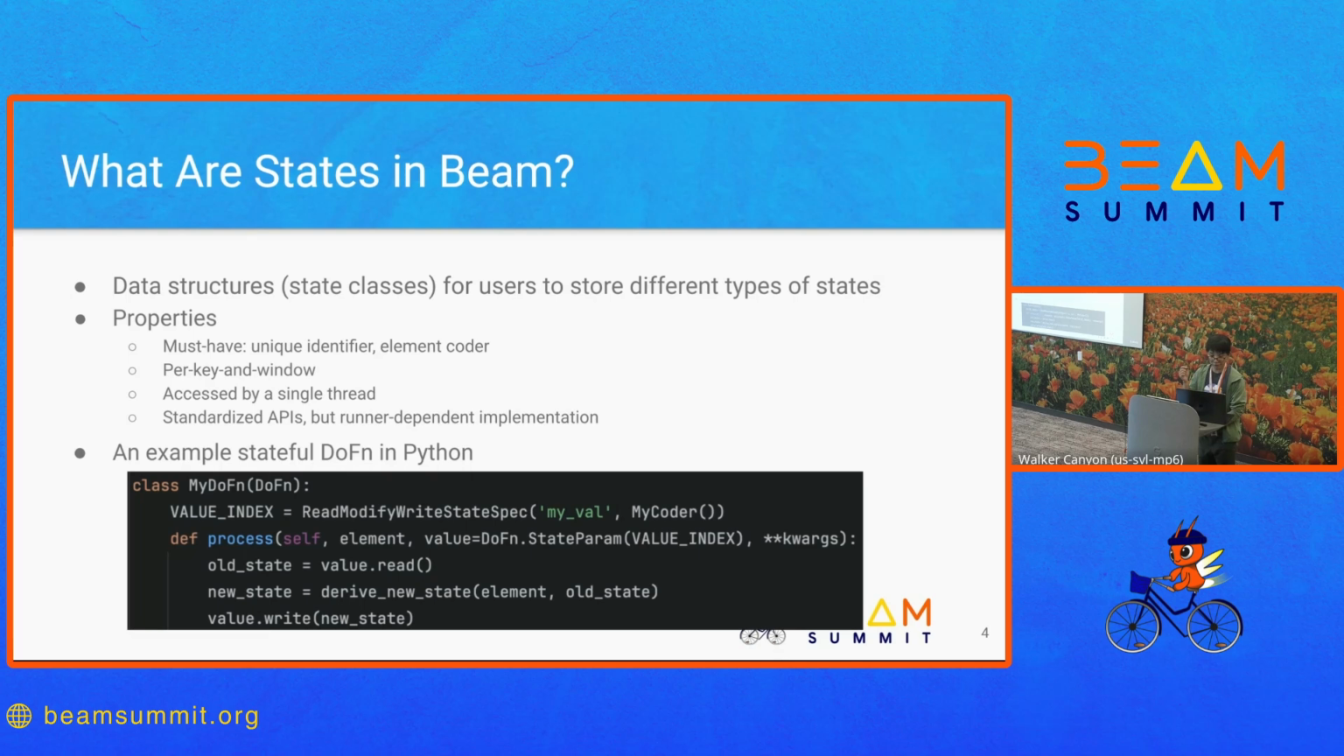Here is a Python example of a stateful DoFn. It uses the read-modify-write state, which is also known as the value state in the other Beam SDKs. This state is used to hold one single object in the cell. You can see the ID and also the coder defined here in the definition. For value state, the supported operations are simple but essential: read for reading the state value and write for overwriting it with a new value.